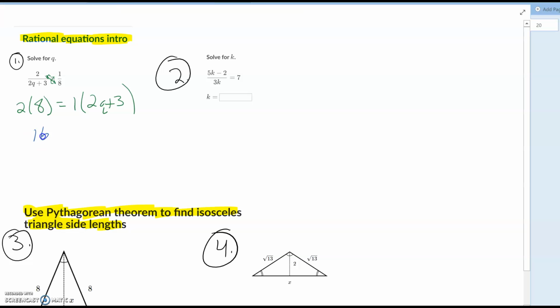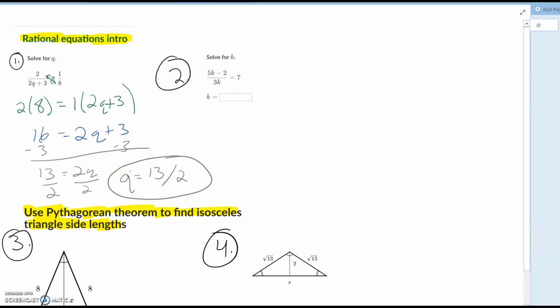2 times 8 is 16 equals, if you distribute the 1, everything just stays the same, 2q plus 3. Going to subtract 3 to get 13 equals 2q. Then we're going to divide by 2. So then in your answer, it should have a q equals. You'll just do a slash for your fraction. So it'd be 13 over 2 would be your answer for that.